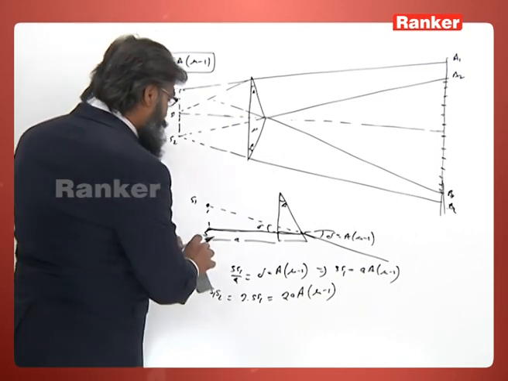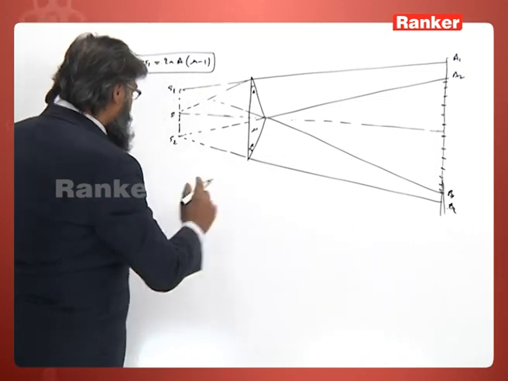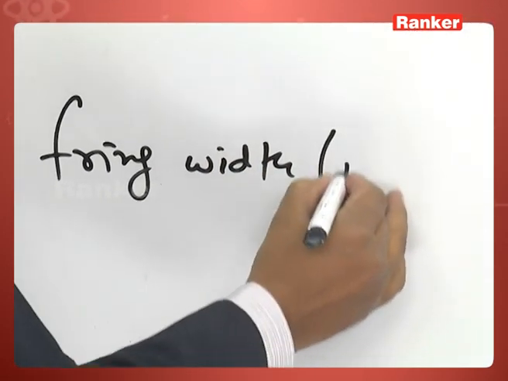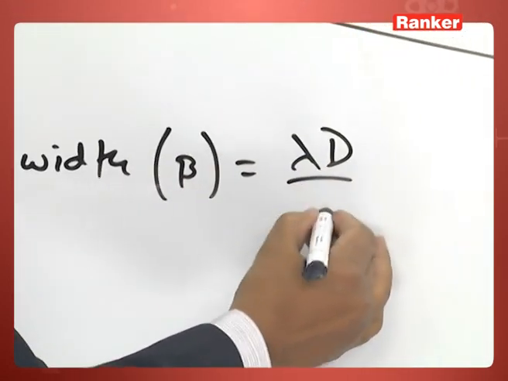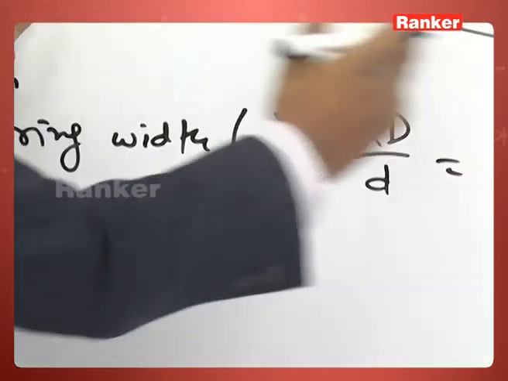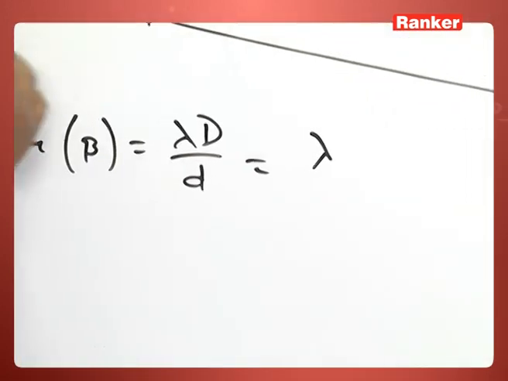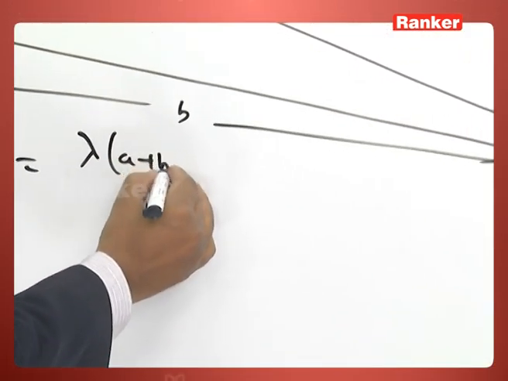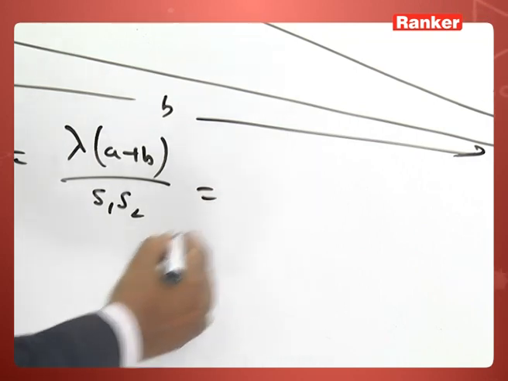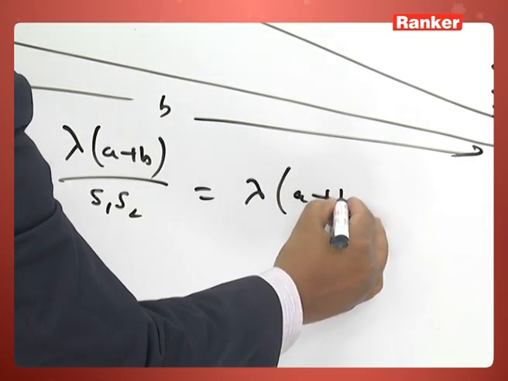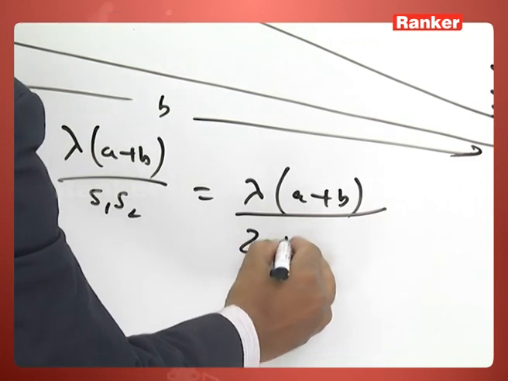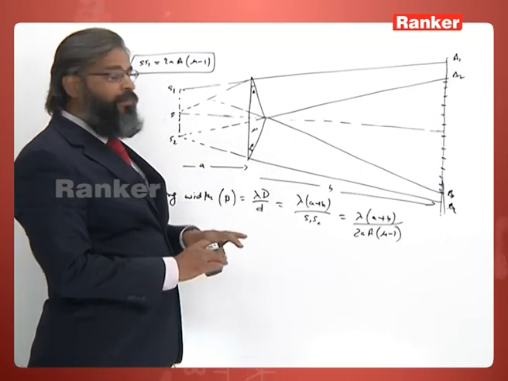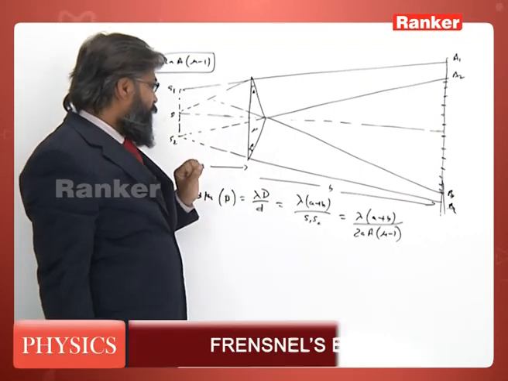Now the fringe width β is given by λD by d, where D is the distance between the source and the screen. Here this distance is given as a and this distance is given as b. So it is (a+b) over S1S2, which we have already calculated as 2aA(μ−1). So β = λ(a+b)/(2aA(μ−1)). This is the fringe width β in our biprism.